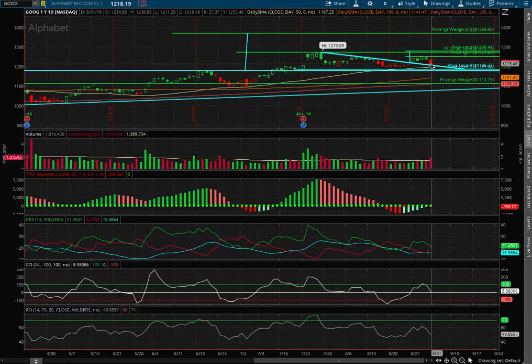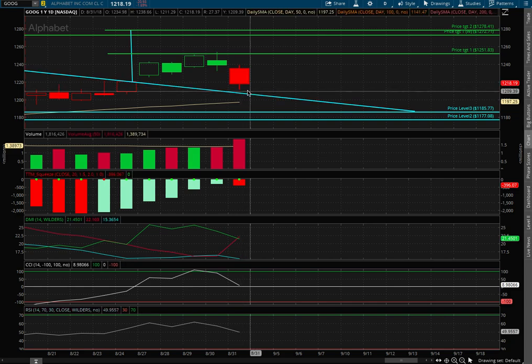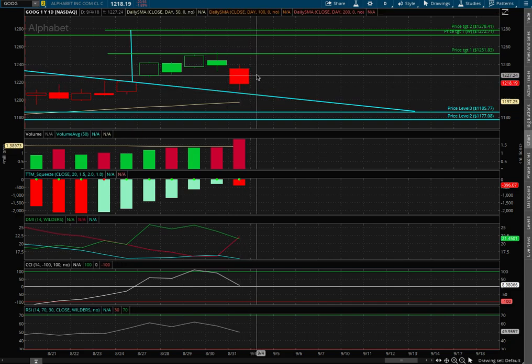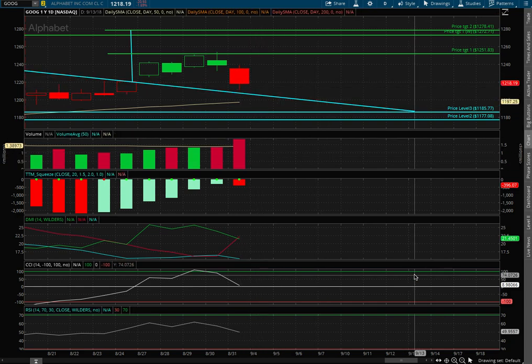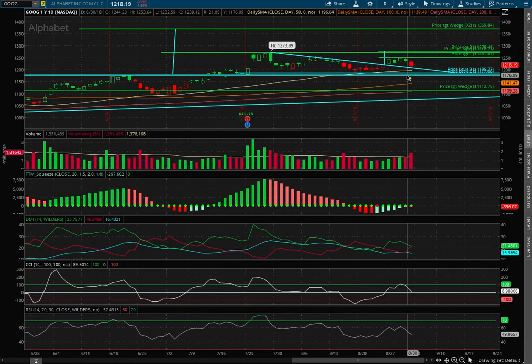So if this confirms that it's going up and I want to make a swing, what I do is I look at, okay, where am I at right now?